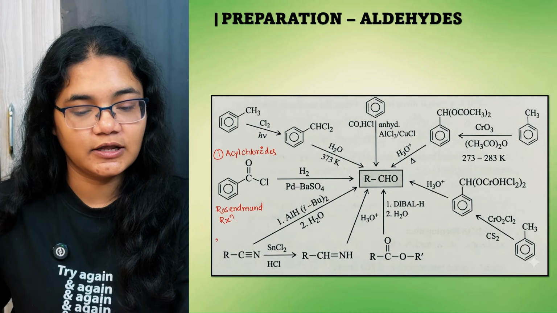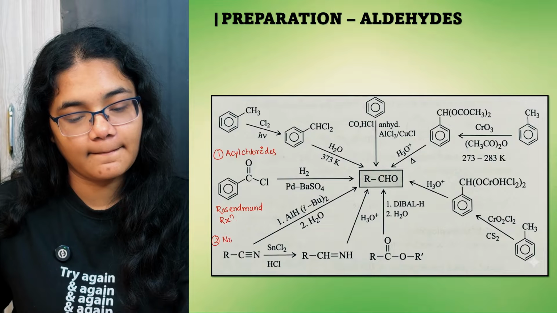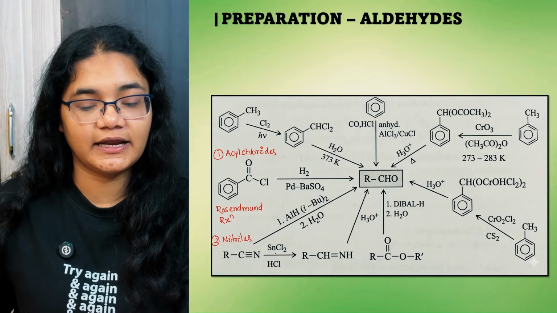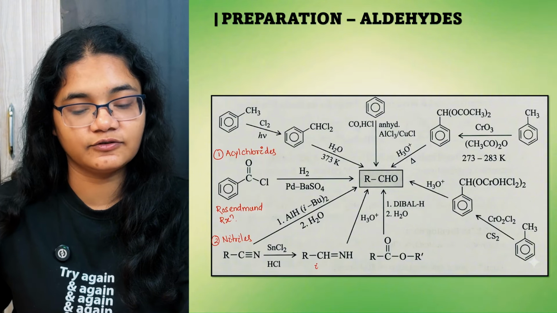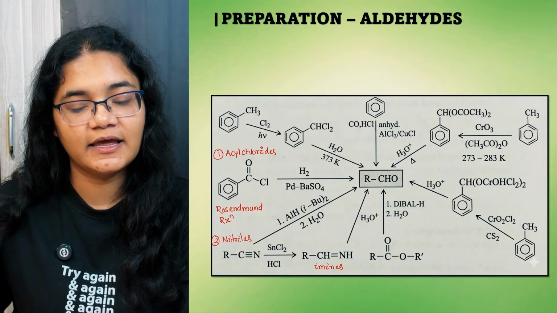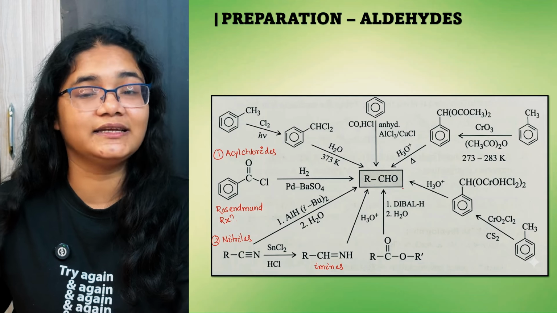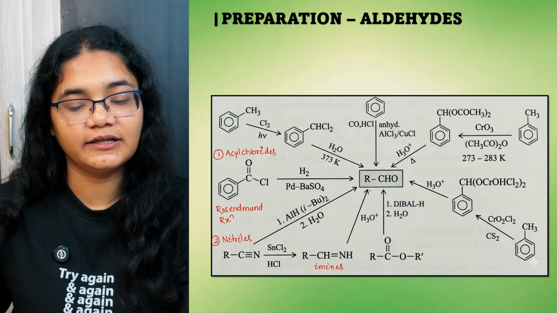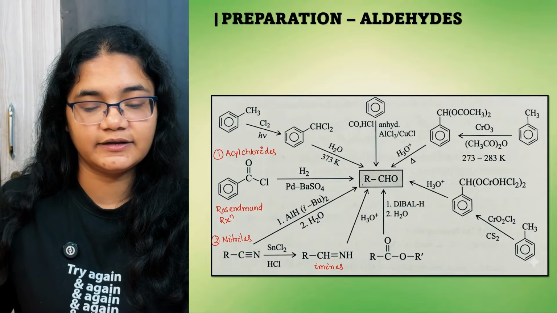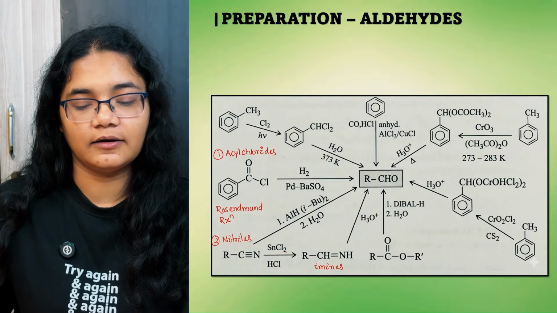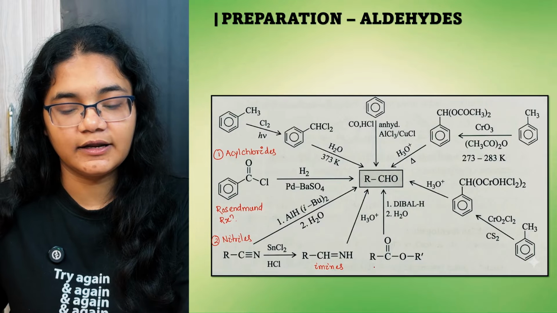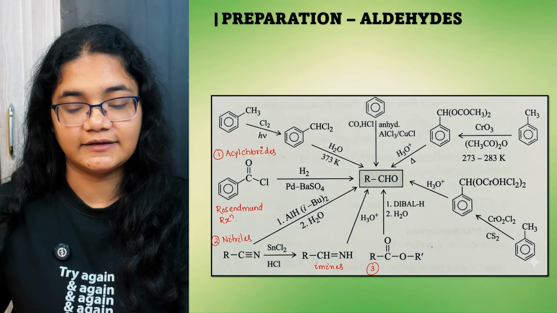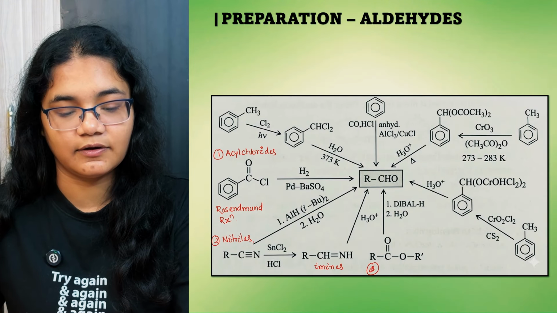Now coming to the second one, that is from nitriles and esters. Now if you treat nitriles with SnCl2 and HCl, first of all it gets converted to imines, and then on hydrolysis you get RCHO. Next, from nitriles you can also treat with DIBAL-H and you get RCHO. Okay, there are two things that can be done. Clear? Now the third one is from esters. You can see this is from nitriles and esters, right? So this also comes under the second one only.